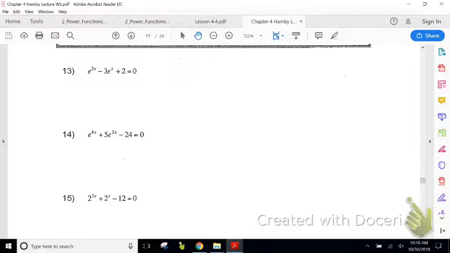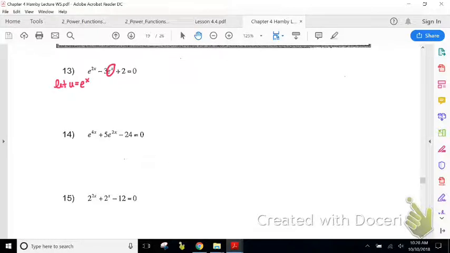All right, so let's look at 13 here. So we can let u equal that middle variable. Well, the variable is in the exponent, so we're going to take the base with it. So we're going to let u equal our e to the x.